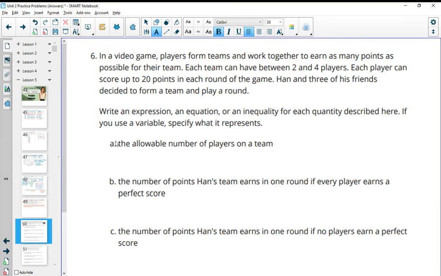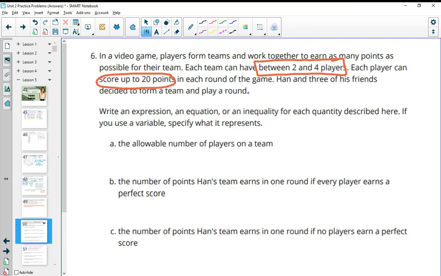Number 6, in a video game, players form teams to work together to earn as many points as possible. Each team can have between 2 and 4 players. Each player can score up to 20 points in each round of the game. Han and 3 of his friends, so there's 4 people total here, decide to form a team and play a round. Write an expression, an equation, or an inequality for each quantity described here. If you use a variable, specify what it represents.